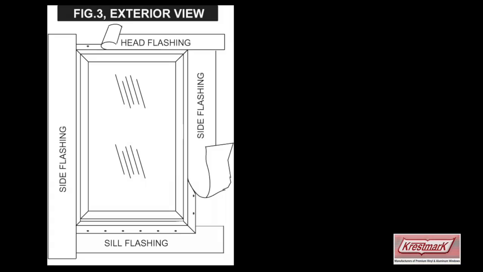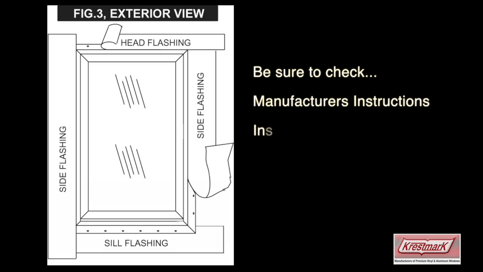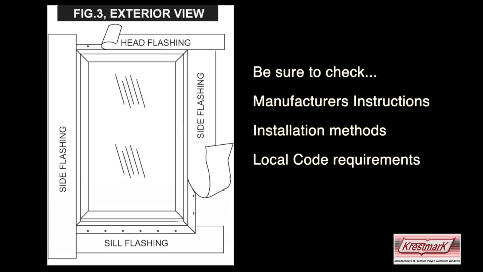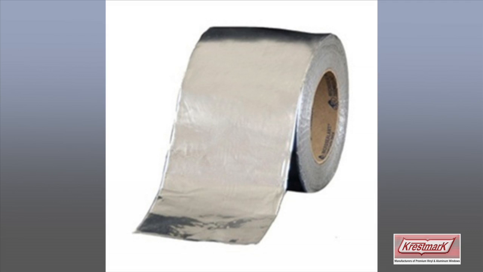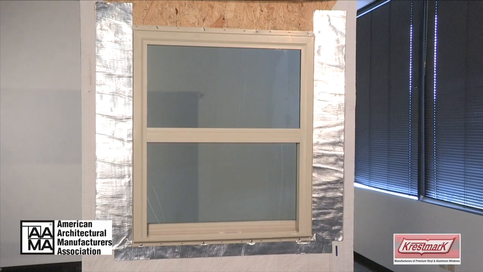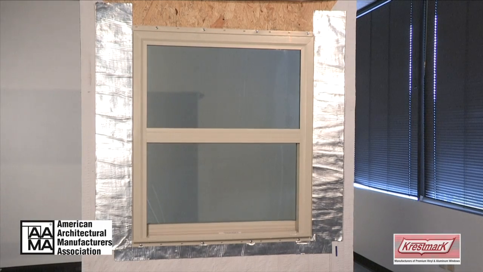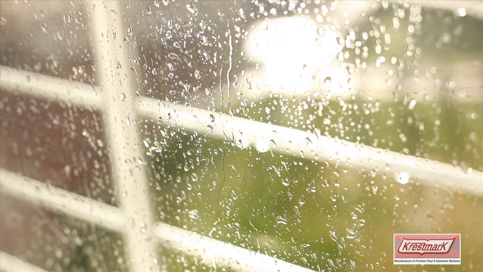When flashing the window, check manufacturer's instructions and installation methods along with local code requirements. For this demonstration, we're using 6-inch flashing tape. AAMA has recommendations for using up to 9-inch tape, which could be based on siding and weather exposure. Flashing material must meet a minimum water resistance of 24 hours in accordance with ASTM D779 and AAMA certified installation guidelines.